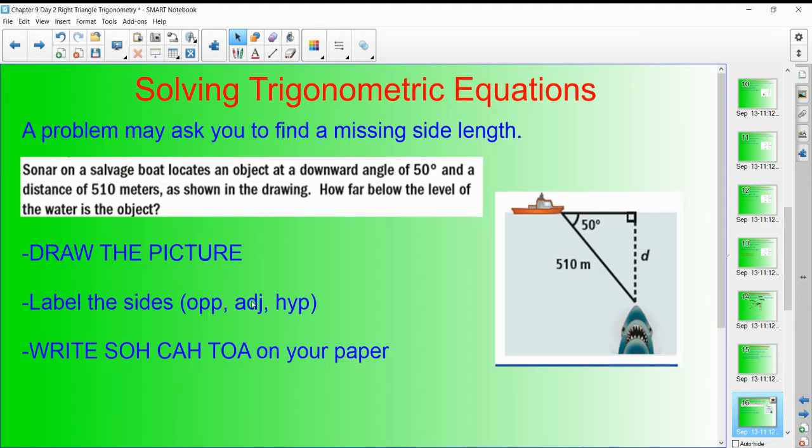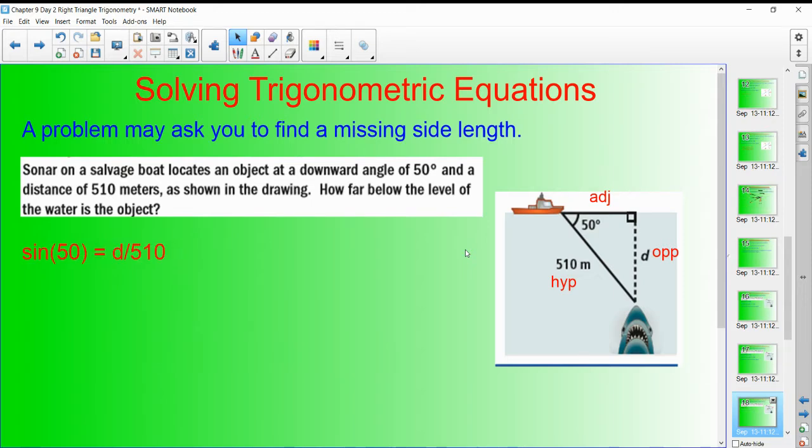So draw the picture, label the sides, and then we're going to figure out which ratio we've got to use. Now, you don't need to draw the pretty boat or the shark, but the triangle is going to be really helpful. Labeling is going to be really helpful. Okay, I need to find d, and I know the hypotenuse. So I don't know the opposite, but I know the hypotenuse. So I know which ratio I'm looking for: a ratio with opposite and hypotenuse. So we're going to do a sine problem.